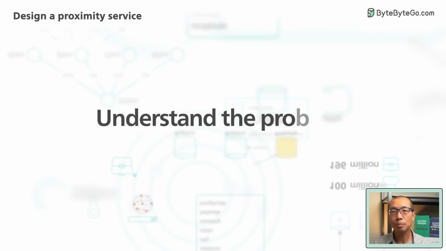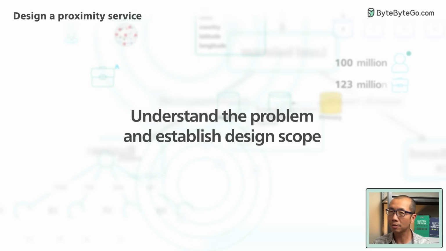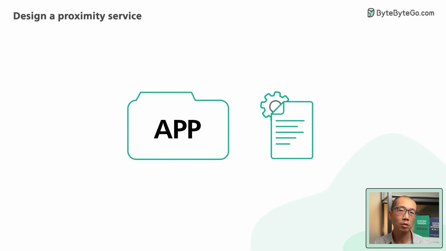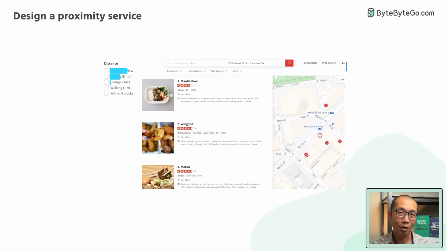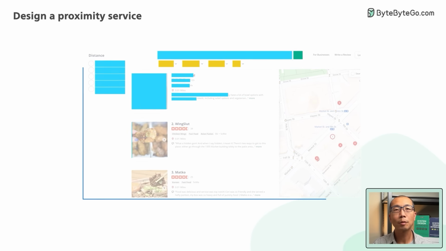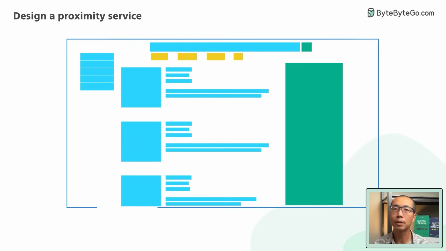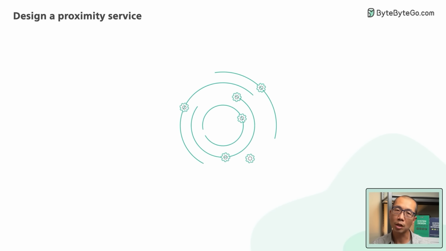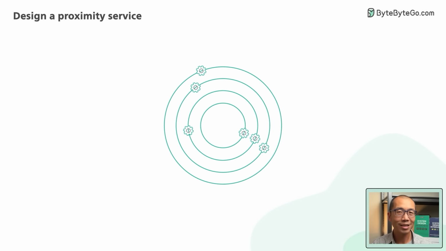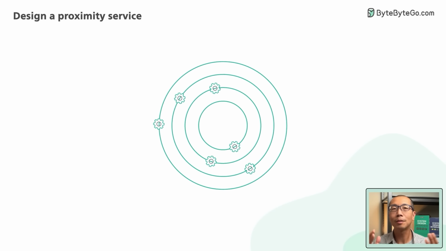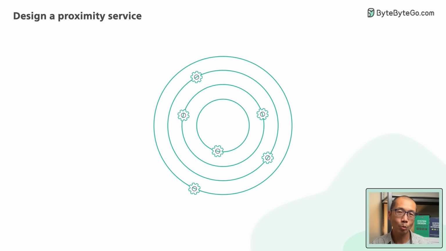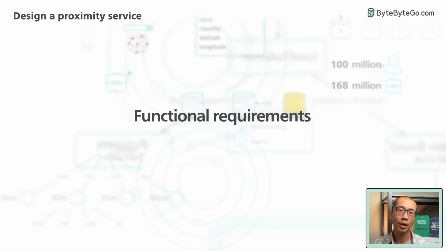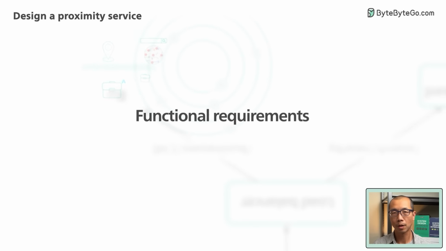Let's first understand the problem and establish a design scope. Different apps may have different requirements for the proximity service. In this video, we design this service as part of a business review app like Yelp. These apps have many features when it comes to searching for nearby businesses. It is not feasible to design all of them in this video. We'll narrow down the functional requirements to its core feature set. Here is what we came up with.